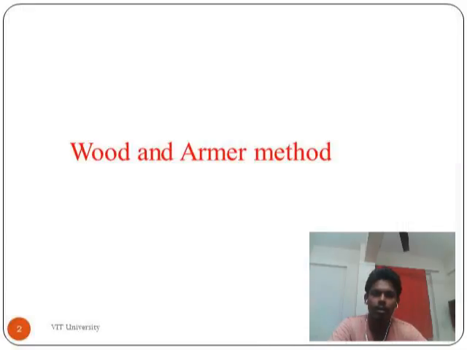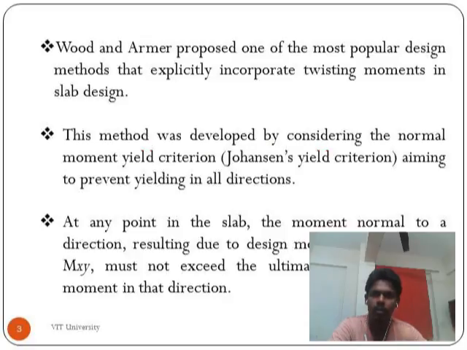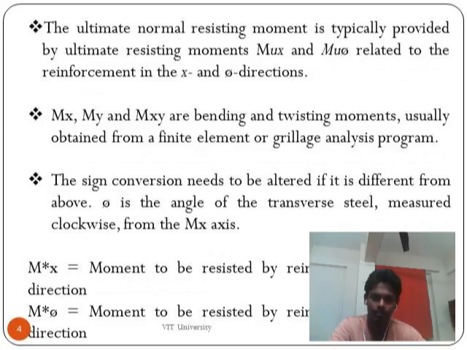At first, the Wood and Armer method. This method is used for designing a slab while that particular slab is in twisting. This method was developed by considering the normal moment yield criterion to prevent yielding in all directions of that particular slab. At any point in the slab, the moment normal to the direction resulting in designing moment should not exceed the ultimate resisting moment in that particular direction.